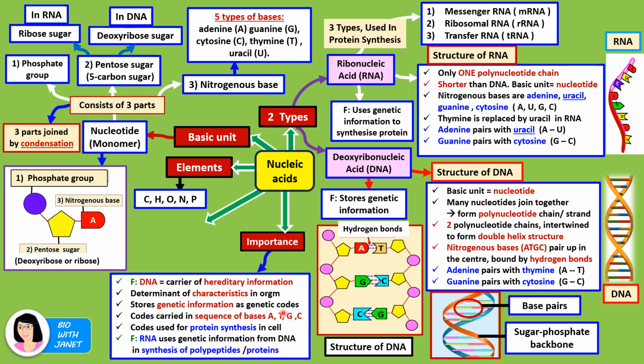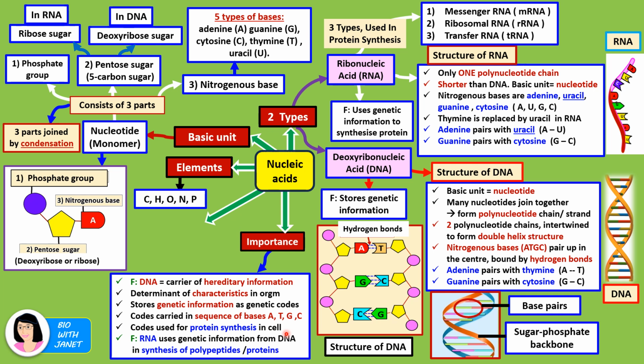Okay, it stores genetic information about protein synthesis as genetic codes. So the code is carried in the sequence of bases. So the code means there is a way in which the information is stored in the form of a code. And this code is found in the sequence of bases ATGC, as we'll see afterwards. Okay, so the code will tell the cell what type of amino acid to use to join together to make the protein. Okay, so we'll discuss that later.